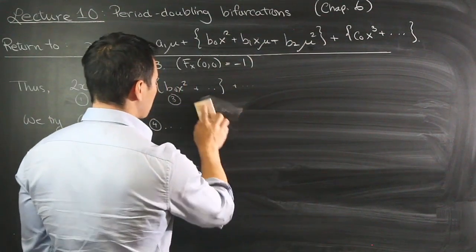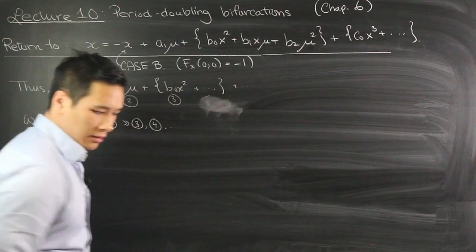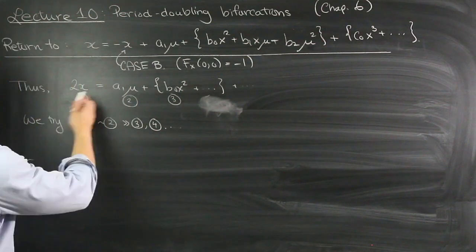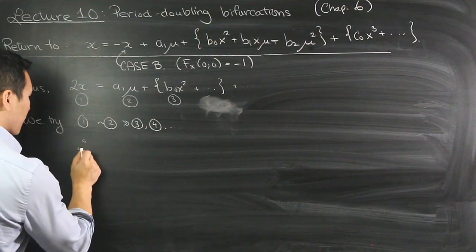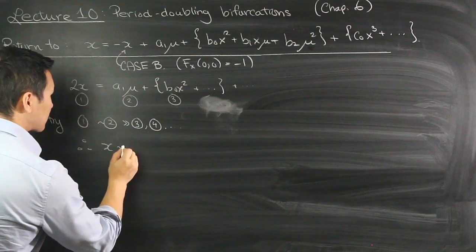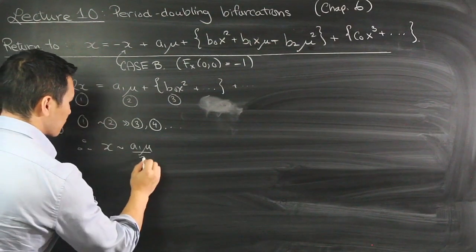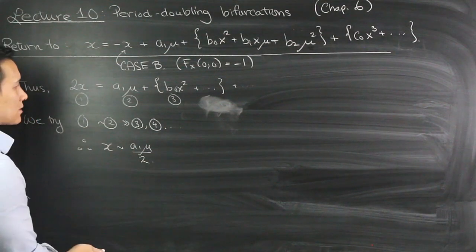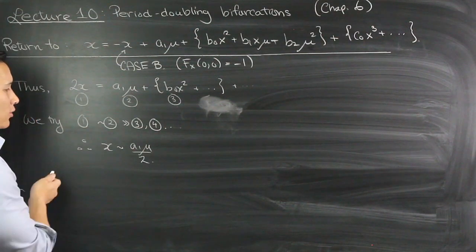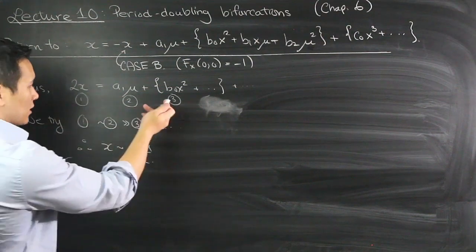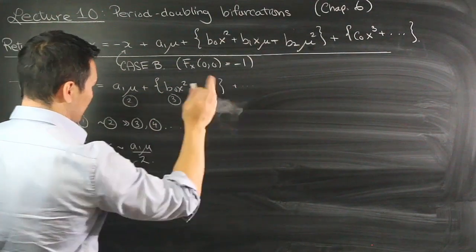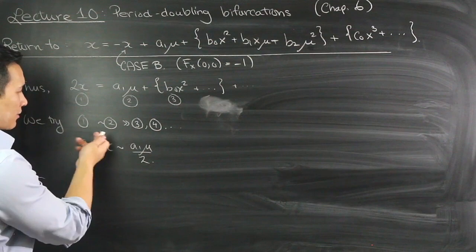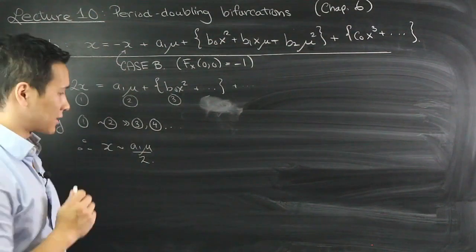This is equivalent to the saddle node bifurcation. And if you balance 1 and 2, then this tells you that x is like a1 times mu over 2. And then you can verify that if x is like a1 times mu over 2, then indeed 3, 4, 5, 6, 7, etc., are much smaller than these two quantities. So this is a consistent balance.